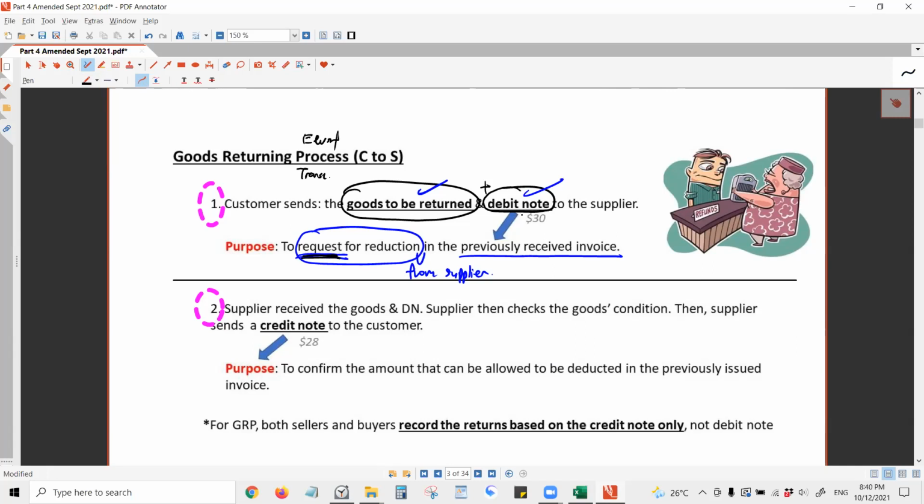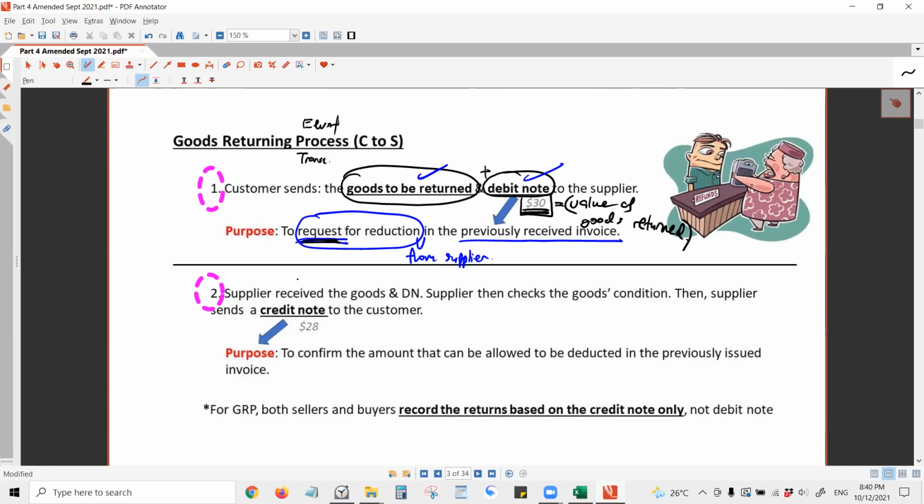It's a request, yeah. So you can see that the amount $30 is here. Basically, what the customer is doing here is requesting the supplier to reduce the amount owed in the earlier invoice. And it's $30 here. So what is the $30 about? The $30 is probably the value of goods returned. Probably the goods that have been returned are worth $30. Therefore, the customer is now requesting a $30 reduction in the earlier invoice. To make you understand better, you may write this: value of goods returned. Logical, right? Okay.